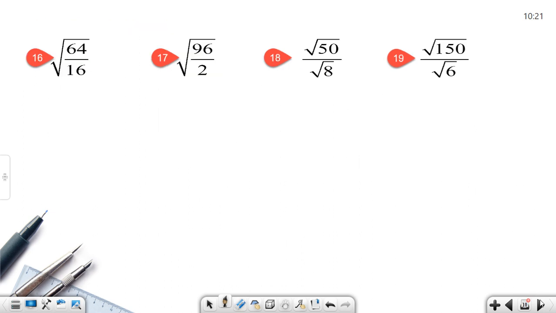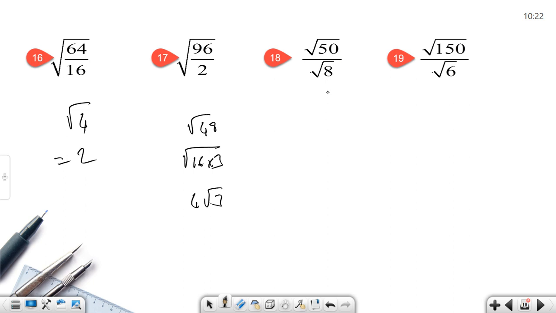Let's solve a few more examples. As you see, division. 64 divided by 16 is 4. Square root of 4. Then 96 divided by 2 is 48. That's square root of 48. To simplify that one, I can say 16 multiplied by 3, so 4 square root of 3. Don't forget, 16 you can take out of the square root as 4.